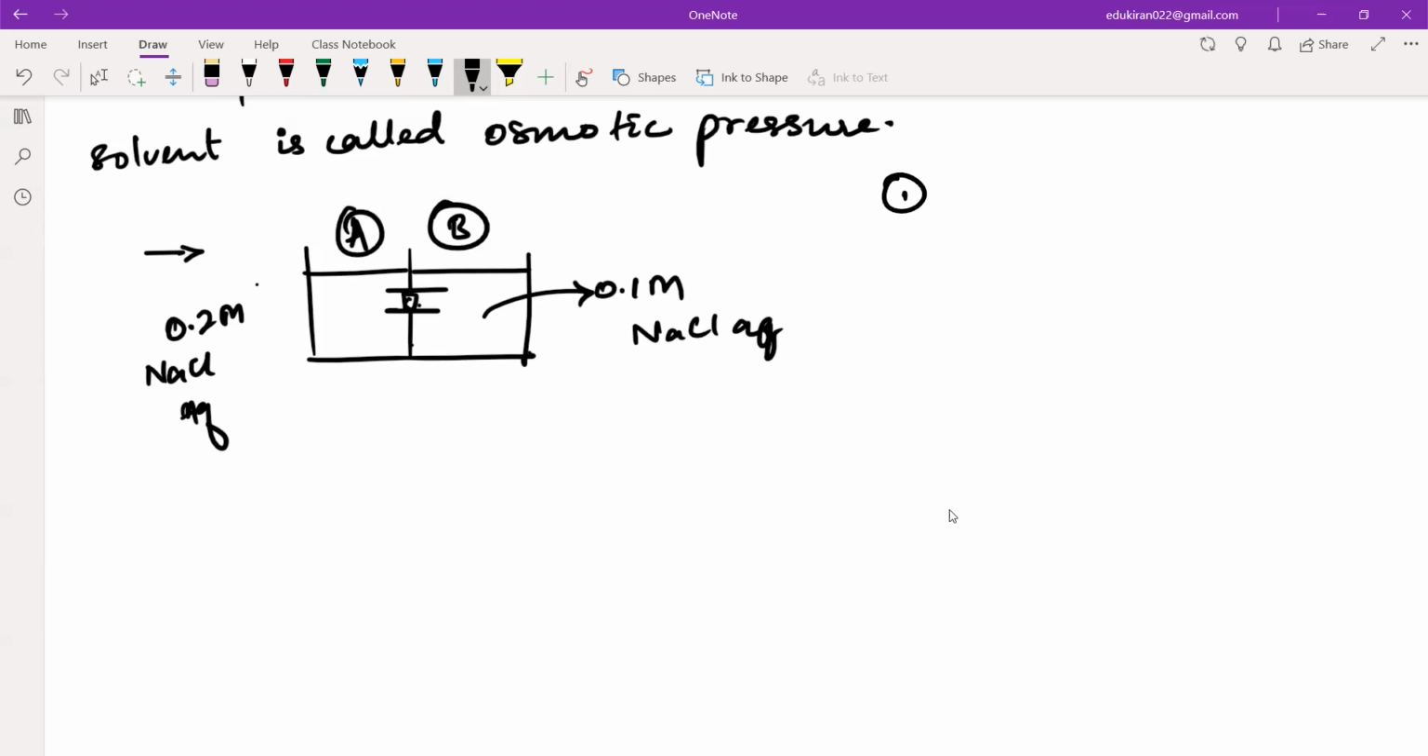Now tell me, which of the option is correct. Solvent will flow A to B, or B to A.